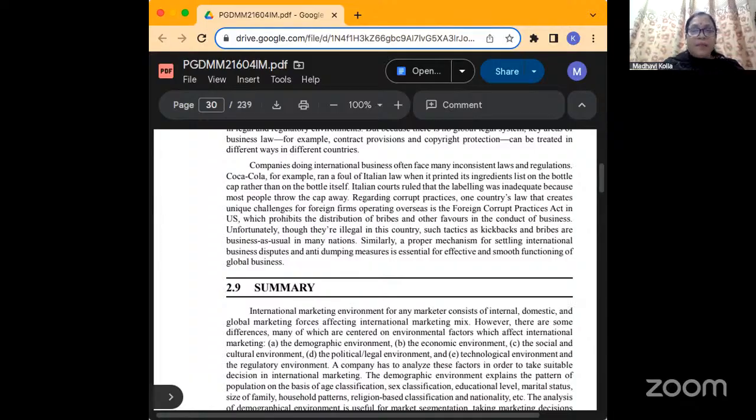And how did that happen? When they printed their ingredients list on the bottle cap rather than the bottle itself. So imagine something as minute as that. Instead of printing the ingredients on the bottle, they printed on the cap. And they ran afoul of the Italian law, which said that you have to print all the ingredients on the bottle itself. So the Italian courts found that the labeling was inadequate. This creates unique challenges for foreign companies when they're entering into a new market.